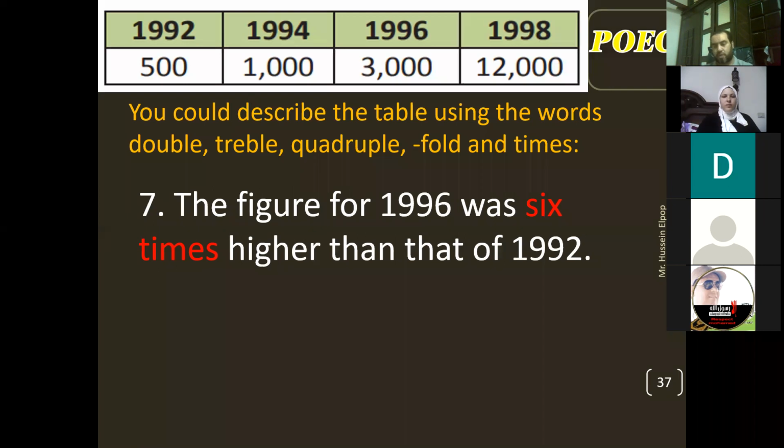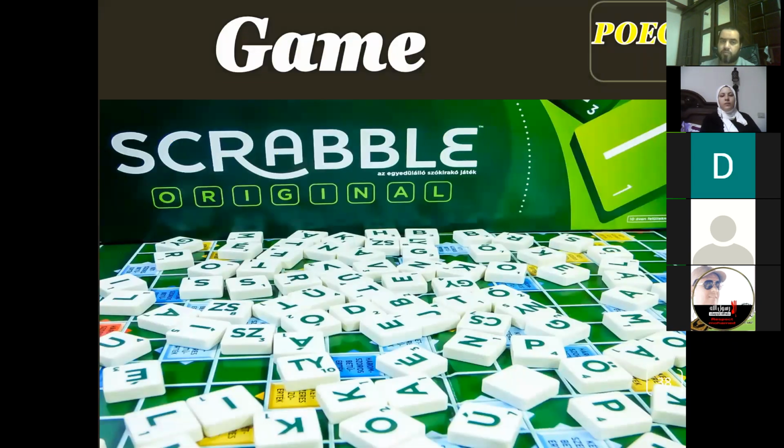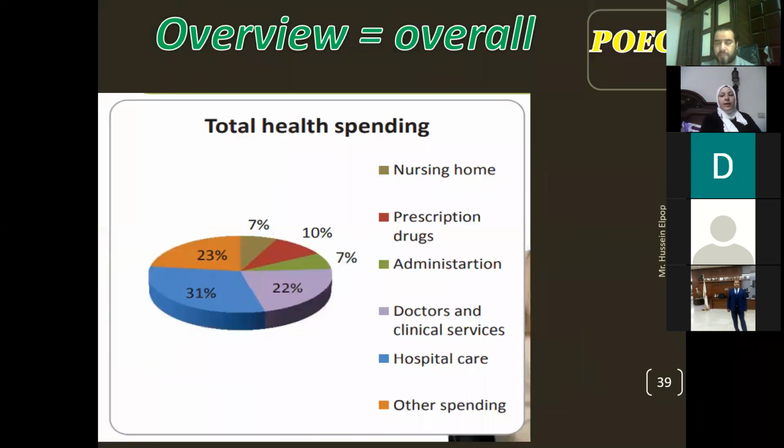1992. See, these are all different types or different structures of how you can describe the figure or the table or the chart. Here, 5 times greater than that of 1996. I'm so sorry, I know that it's too much, but this is how it goes. We still have some work to do.